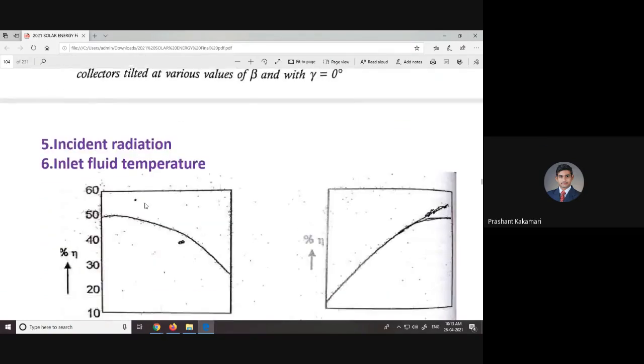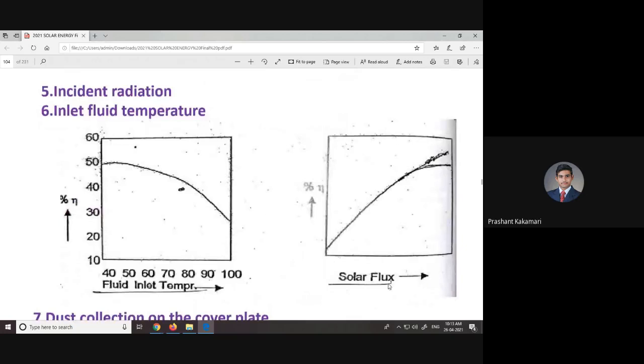Next is the incident radiation. For that I have taken here a solar flux graph. This graphical representation will make it easy to understand the concepts. So here you can see in this graph, solar flux is shown on the y-axis. As the solar flux goes on increasing from sunrise up to afternoon, you can see the efficiency. As the solar radiation increases, efficiency also increases, provided this flat plate collector is focusing towards the sun with a tracking mechanism or else with some sloping system.